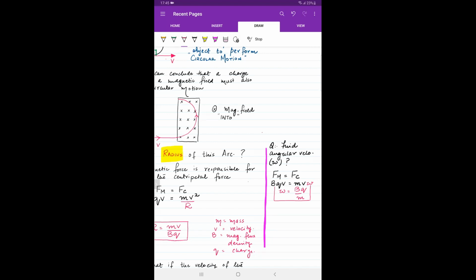Or similarly, if you are asked to find the time period — if you're wondering, okay, time period for what? So time period for the charge particle to perform circular motion. Or you can say time period is the time taken for the charge particle to complete one circle.